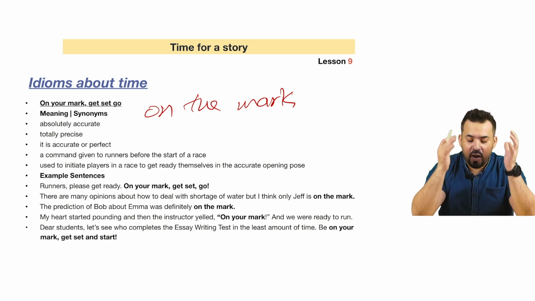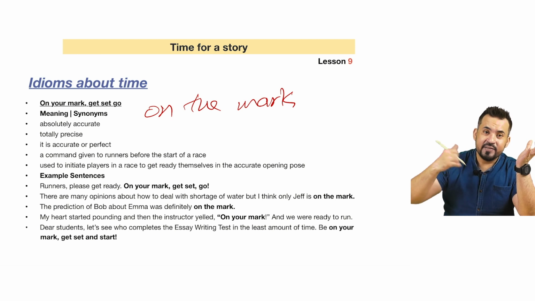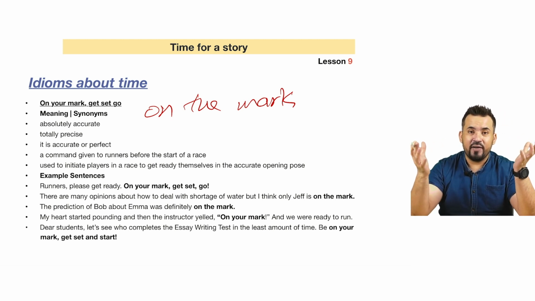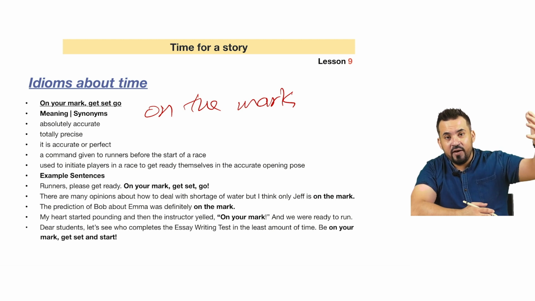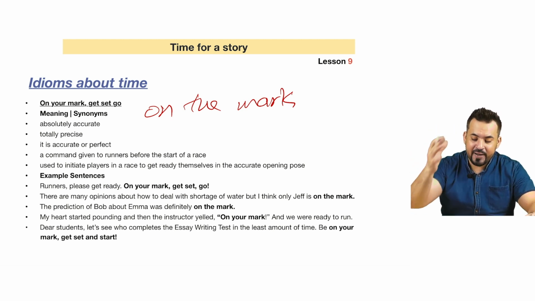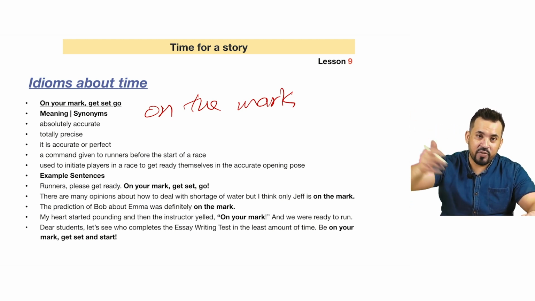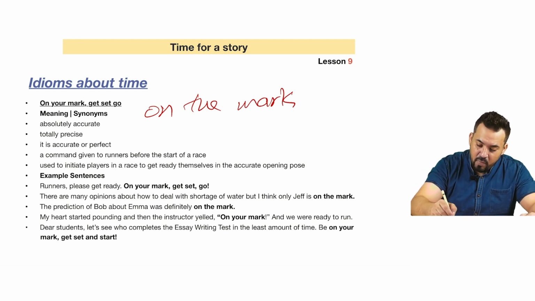If you say on your mark, get set, this is for running. Before you start a running race, before they blow the whistle or fire the gun, they say, "On your mark, get set, go," and that's when the race starts. But just on the mark on its own, it means to be accurate or precise.